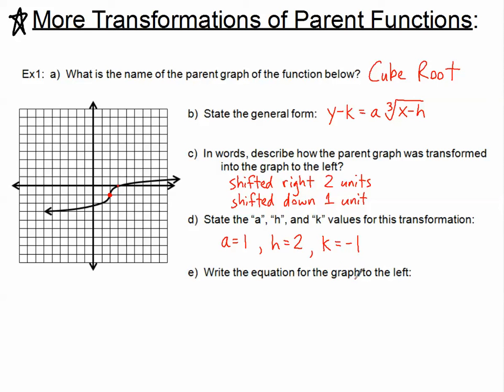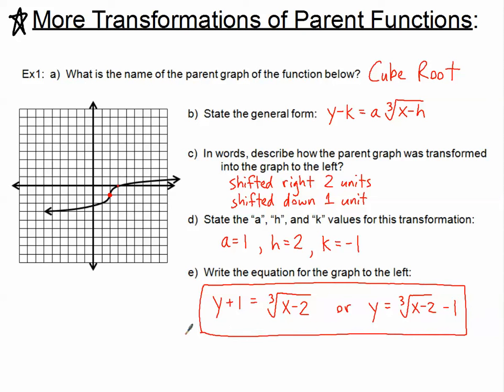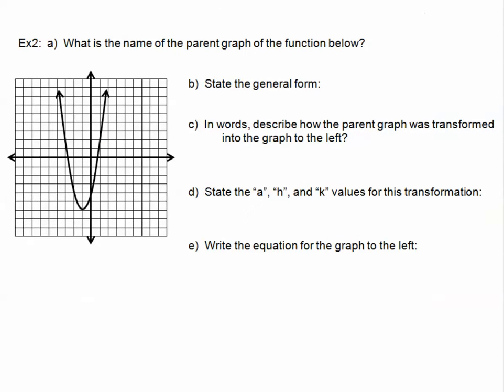Now when we want to write the equation of this graph, we know all of the numbers that need to go in here. I'm going to say y, since k is a negative 1, this will become plus 1, is equal to a, which is just a 1, so I'm not going to put that, the cube root, and since h is 2, this becomes x minus 2. And if you'd rather not put k over here with the y, you can simply write it as y equals the cube root of x minus 2, and then put minus 1 right there for k. Either one of those is acceptable for the equation of this cube root graph. So that's what we're doing. We're going backwards. We'll look at one more.